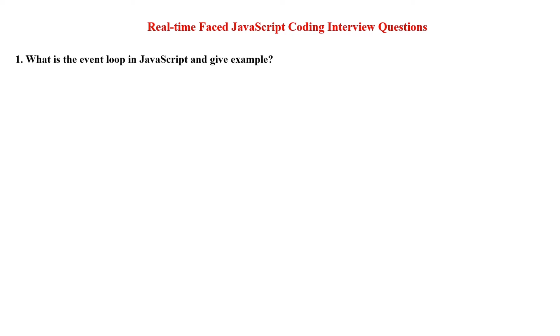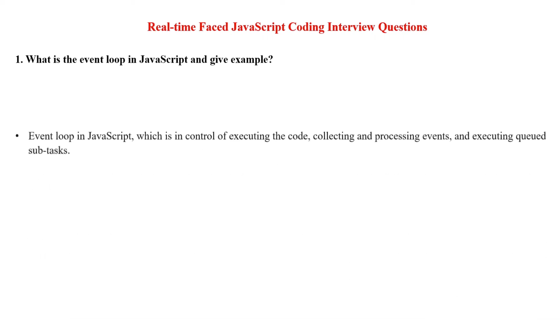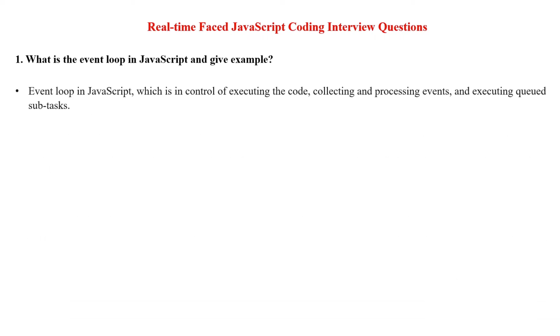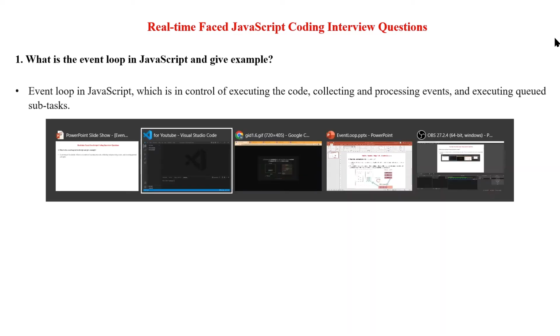Today's question is: what is the event loop in JavaScript? Give an example. Let's begin. The event loop in JavaScript is in control of executing the code, collecting and processing events, and executing queued sub-tasks. How does it work? Let's see.